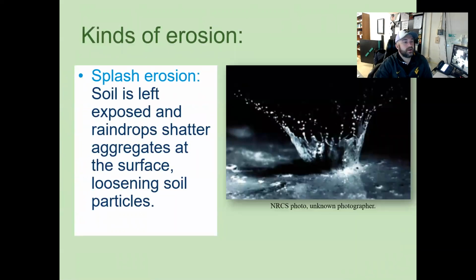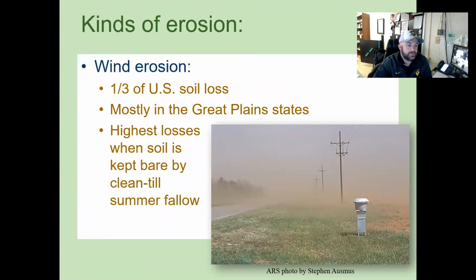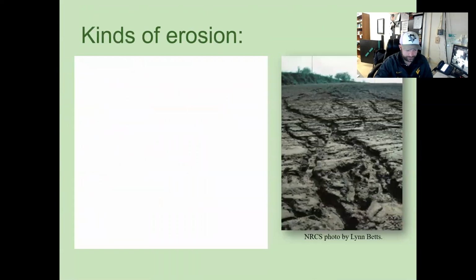So, kinds of erosion: splash erosion. Soil is left exposed and raindrops shatter aggregates at the surface, loosening soil particles. Wind erosion, which is a third of U.S. soil loss, mostly in the Great Plains states. Highest losses when soil is kept bare by clean till summer fallow.